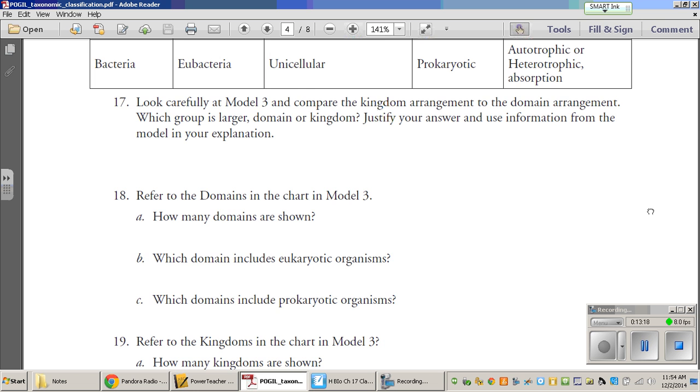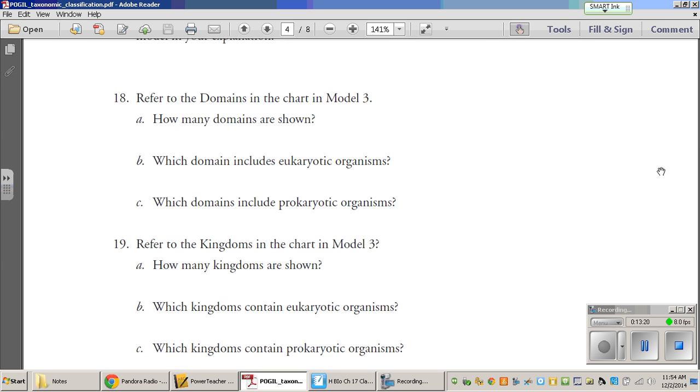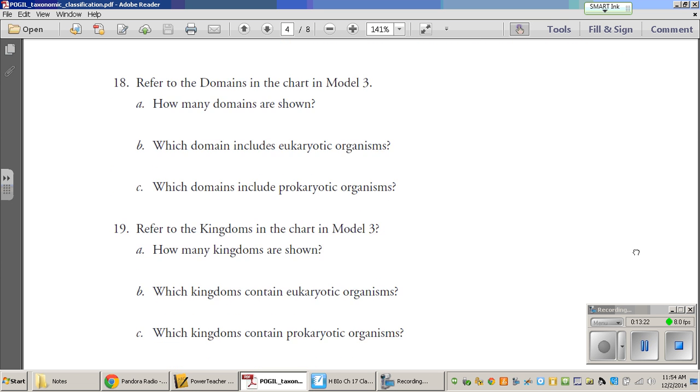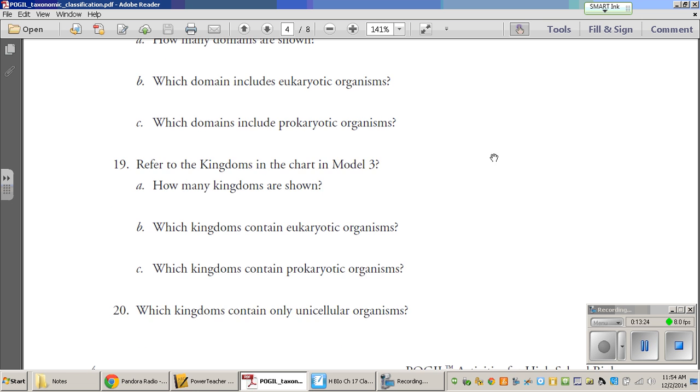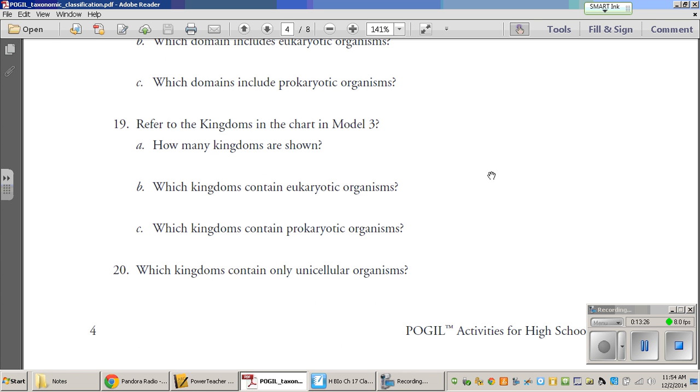Number 17. How many domains are shown? Three. We just did that. How many kingdoms are shown? Six. I think you guys can do this. Okay, let's hit the last part of our notes, and then we'll practice with a dichotomy.